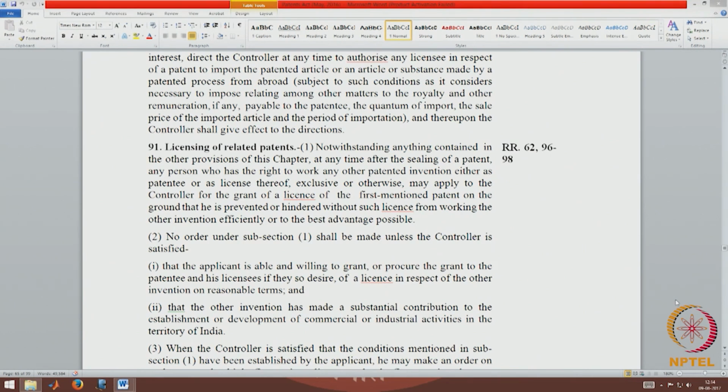If you are working in a related technology and if you find that there is another patent that is hindering your working, then you could seek a license. Now, let us look at the details of this section. 91(1).